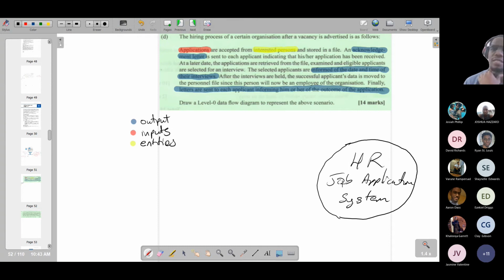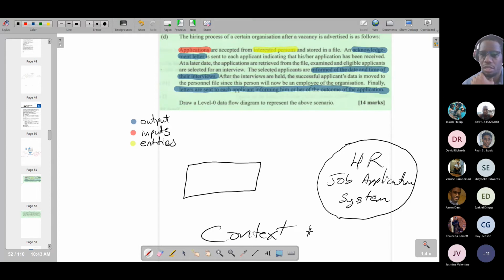That's good. We know that our entities are represented in boxes outside. This is the context diagram. So this is our applicant. And what information did they put into the system? They put an application, right? So they put in a job application.